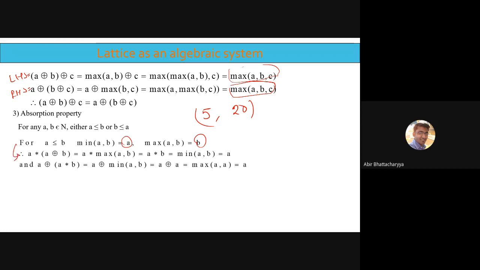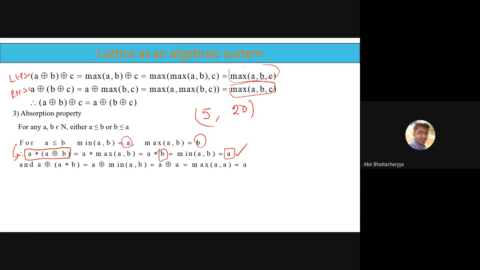Now for this case we can write A star (A plus circle B). First we will do the bracket work. The bracket work is A plus circle B, which means the maximum of A, B. So the maximum of A, B is actually B here. So finally we get A star B. A star B means the minimum of A, B, and the minimum of A, B equals A. That is what we intended. By the absorption law, your LHS is A star (A plus circle B), and your RHS is equal to A. We are absorbing B. So B has been absorbed.